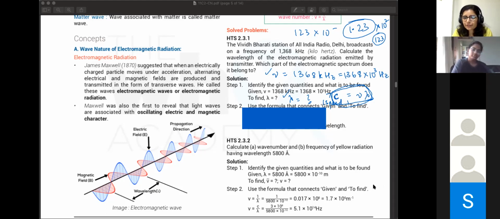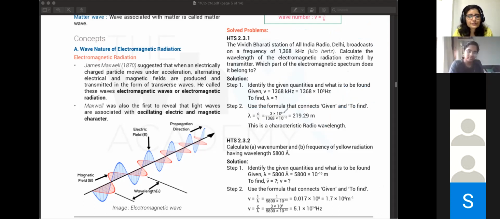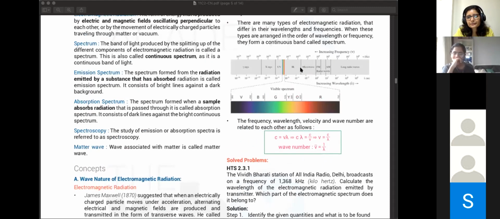Okay, I think most of you have gotten it. So use the formula: lambda equal to C upon nu. This is supposed to be nu, but because of fonts and all that, it's a stylized version of nu. You divide 3 into 10 power 8 upon 1368 into 10 cube, not 10 power minus 10. Once you divide both of these, you get your answer. Which part of the electromagnetic spectrum does it belong to? Once you get your answer, just compare it to where it falls in the spectrum.